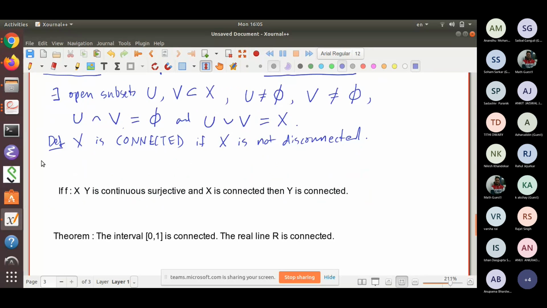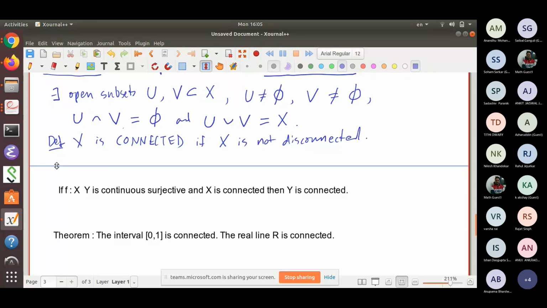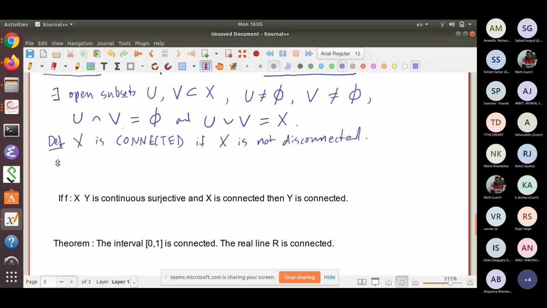Okay. So now let me ask you a question. Is the empty space, X equal to phi or X equal to empty set, connected or disconnected?